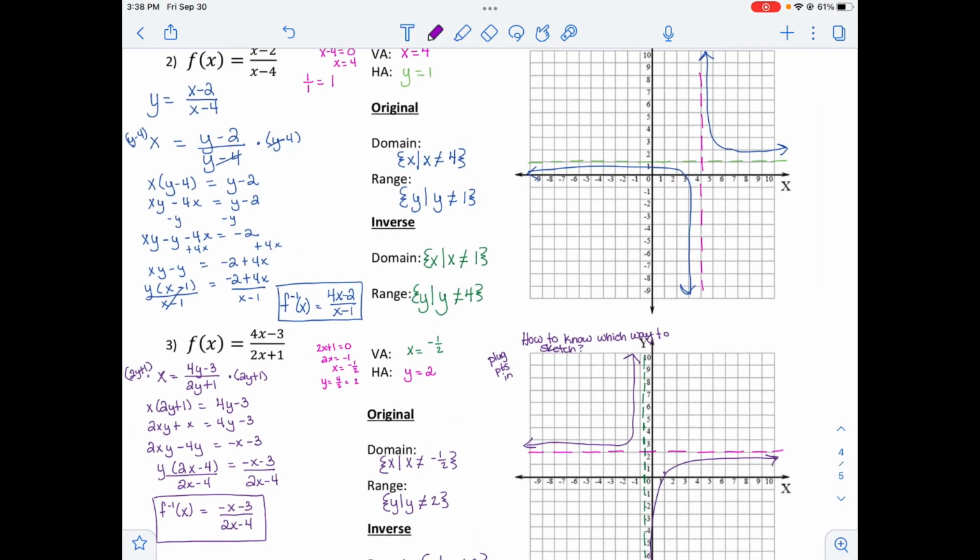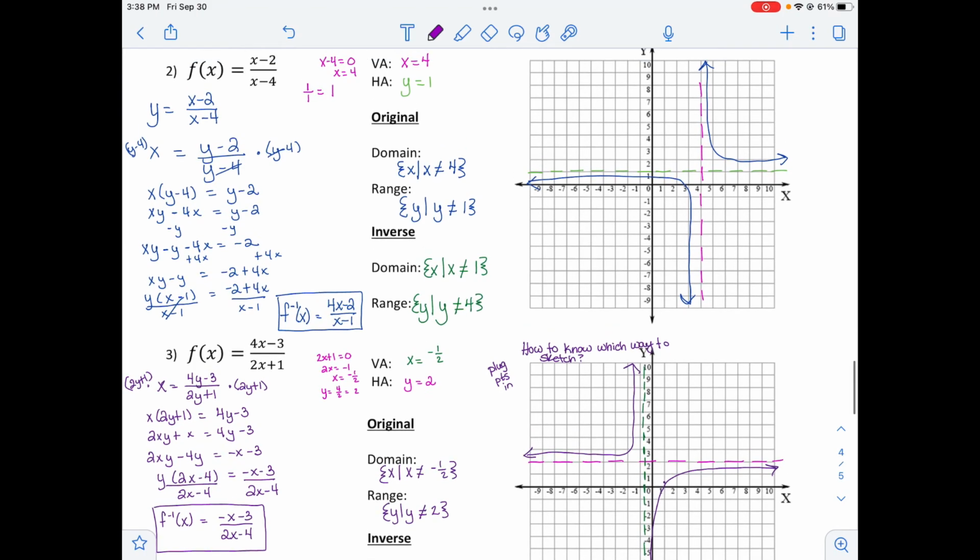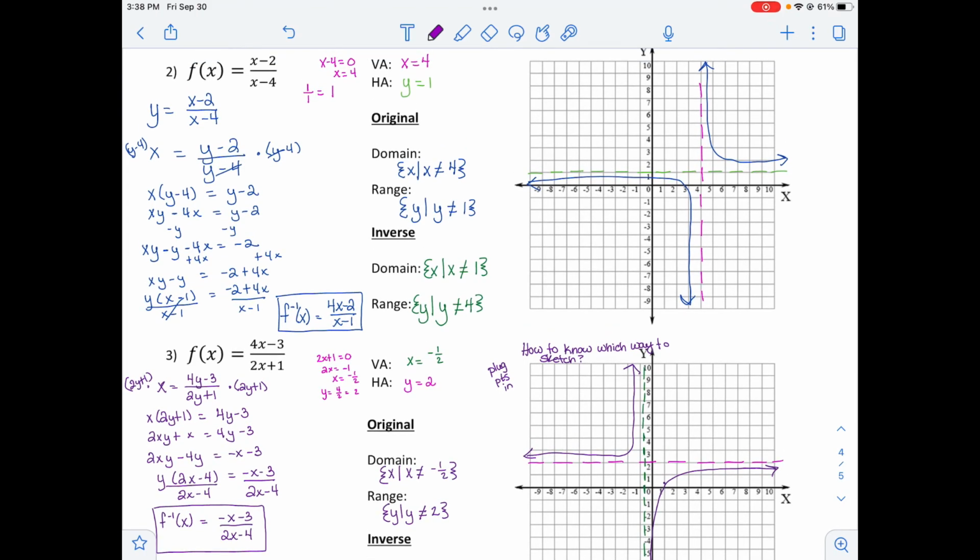Now, I wrote these domain and range the other way, just excluding the one value they could not be. So basically, we're saying they're all real numbers except this number. And it's a little bit less time consuming. I'm fine with either way, but you need to know what both mean. And then we found our inverse of this function.